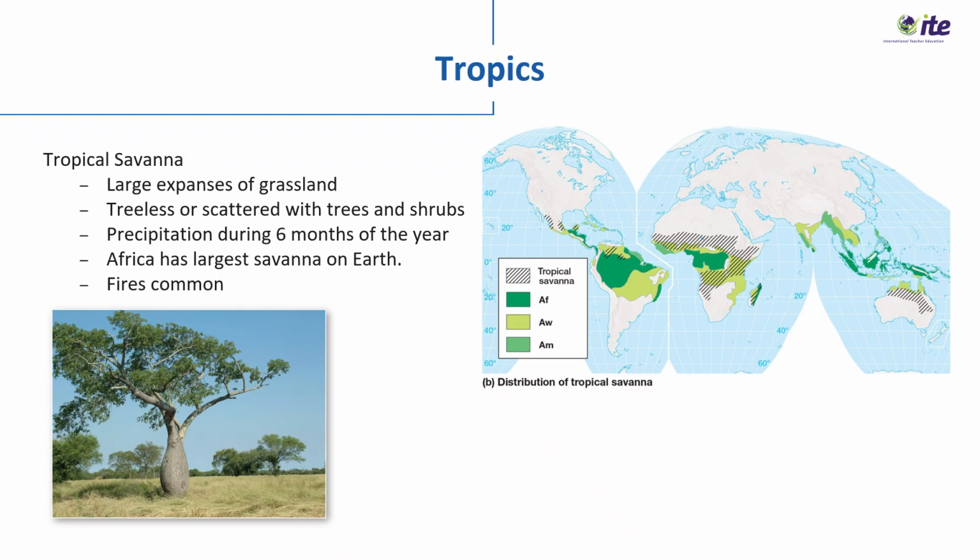Vegetation consists of grasses and scattered trees, adapted to fire and drought. Examples include the African Serengeti and the Brazilian Cerrado. Savannas play a vital role in supporting large herbivores and carnivores, forming iconic wildlife ecosystems.